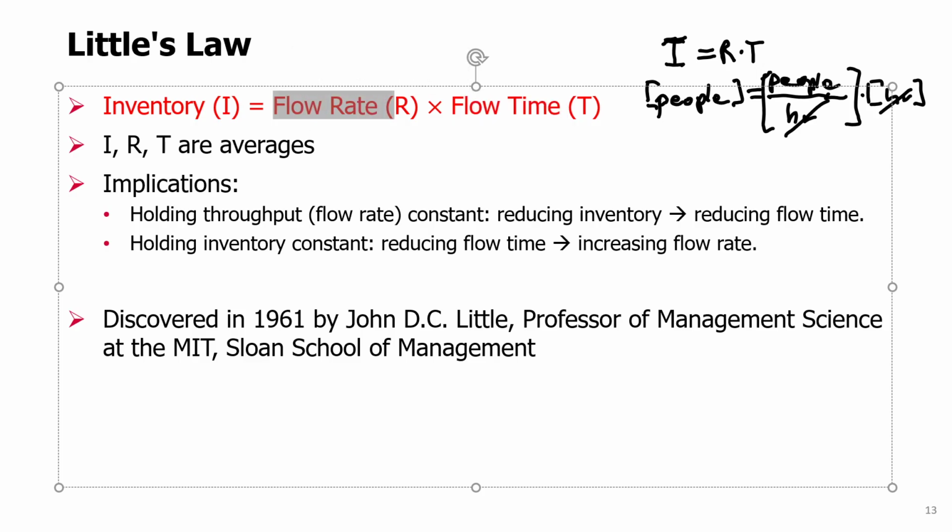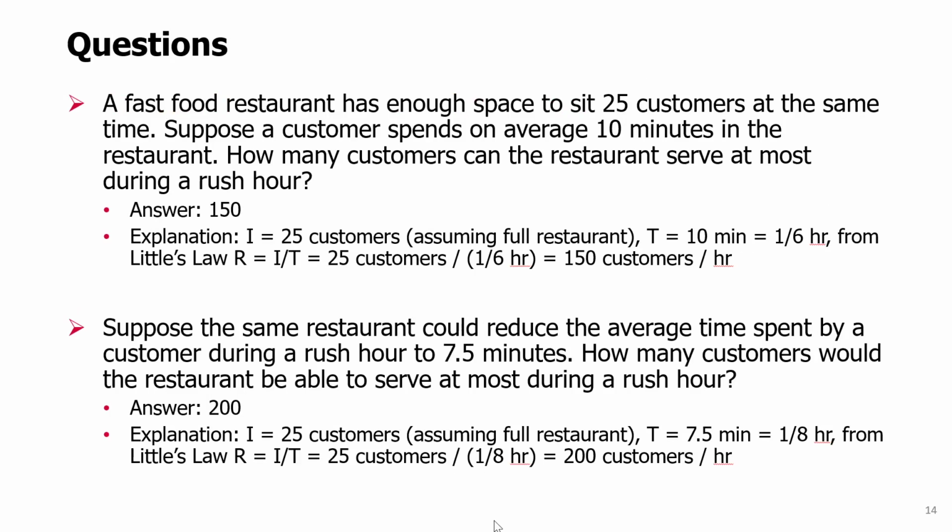This law was first discovered by Professor John Little from MIT. So here are some examples of applying this law. Suppose a fast food restaurant has enough space to sit 25 customers at the same time, and suppose that the customer spends on average 10 minutes in the restaurant. How many customers can the restaurant serve at most during a rush hour? To solve this problem, we need to observe that 25 customers will be inventory if the restaurant is full. So we know I will be 25.